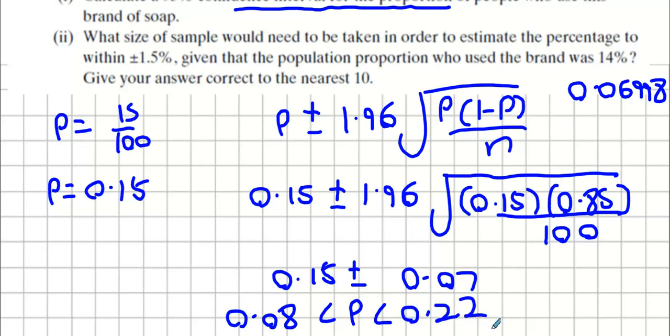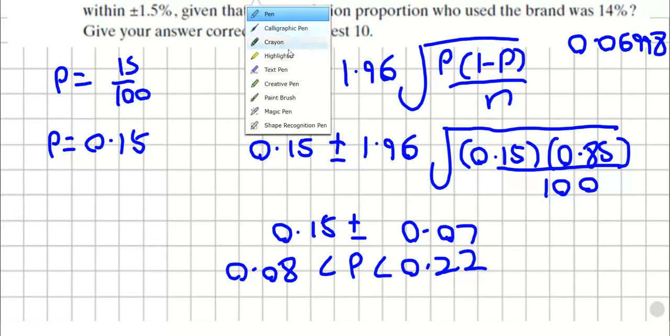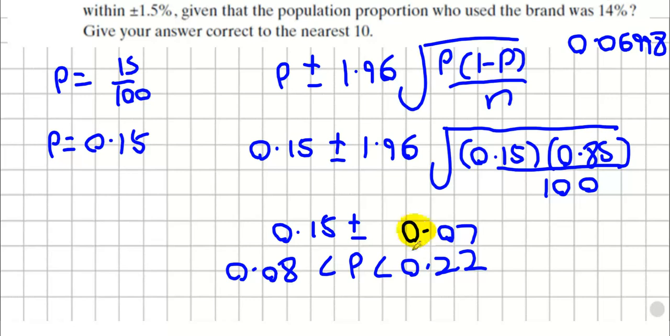That means your margin is in between 8% and 22%. That's quite a large gap, isn't it? Would you agree with that? Now, this question presents a big problem for us, and I'll explain why now. Does everybody see the way that margin of error was 0.07? See that yellow part there? That yellow part there resulted in a margin of 0.07.